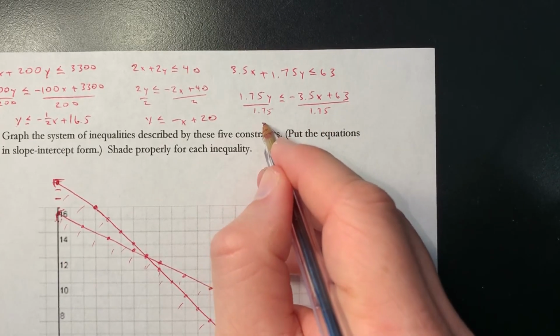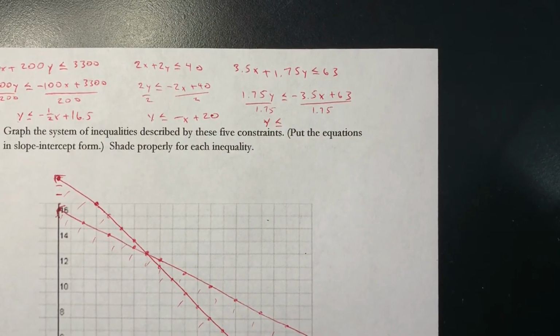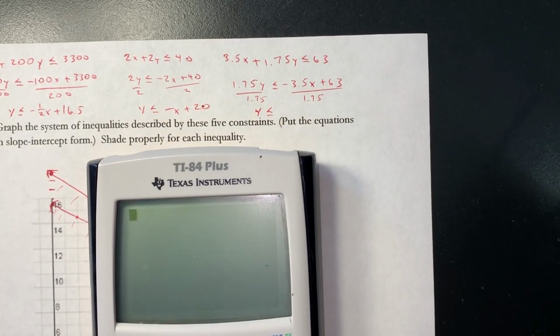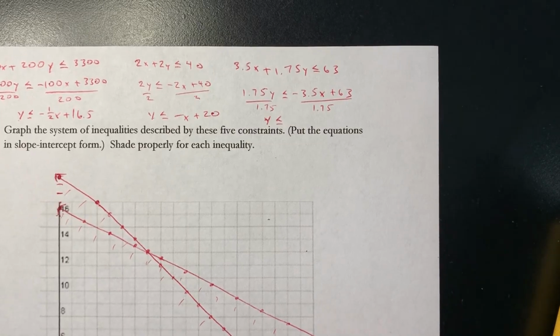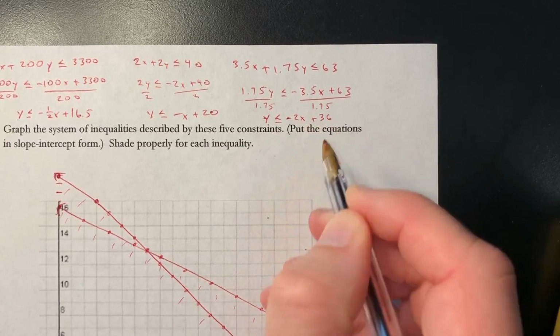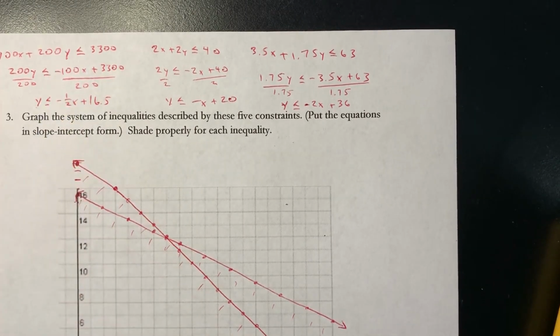So I get y is less than or equal to, okay, then I'm not quite so sure of these calculations, so I'm going to type those in the calculator. Negative 3.5 divided by 1.75 is negative 2, and 63 divided by 1.75 is 36. Okay, so I have negative 2x plus 36. Okay, 36 is pretty high up this y-axis, so I don't really want to use that.